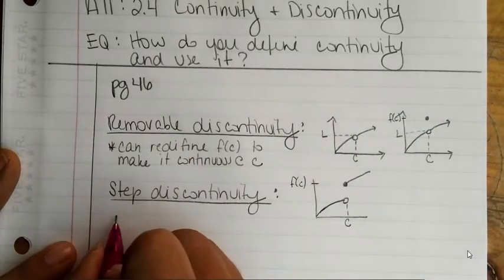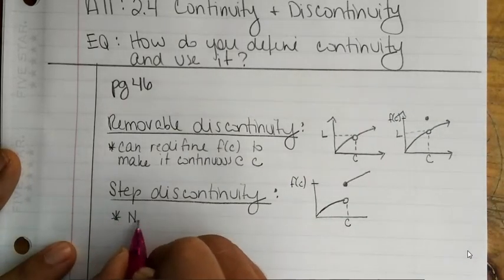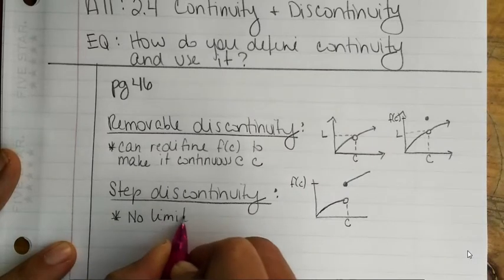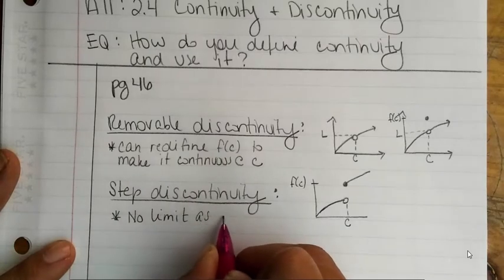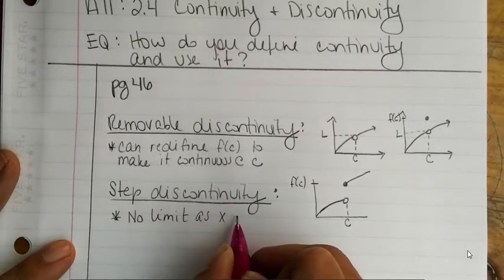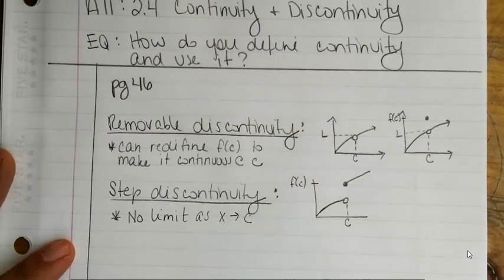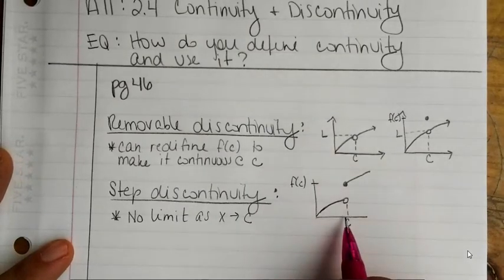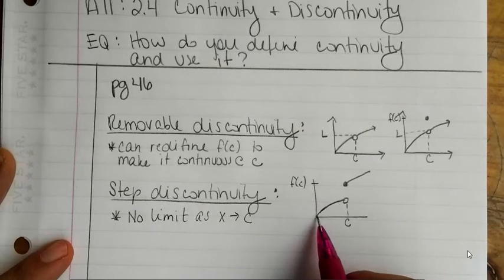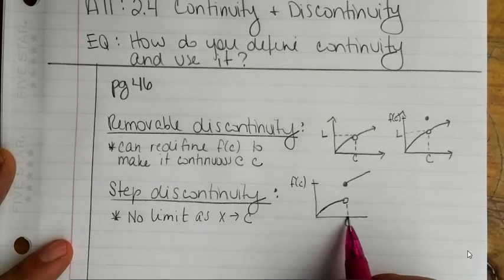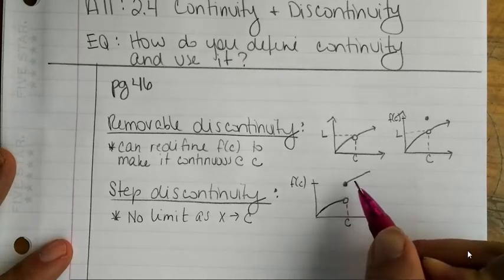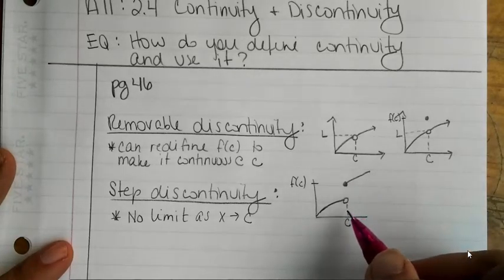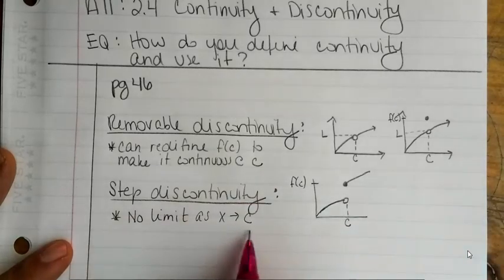This means that there's no limit. If we have step discontinuity, we're not going to have a limit as x approaches C. And again, the reason for that is my limit as x approaches C from the left is going to be different than my limit as x approaches C from the right. So my right and left limits are not the same, so I cannot have a limit here.